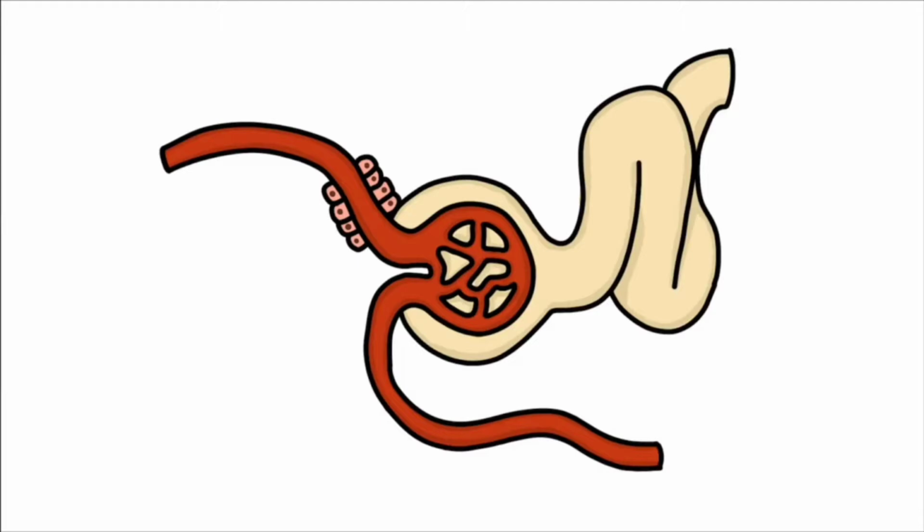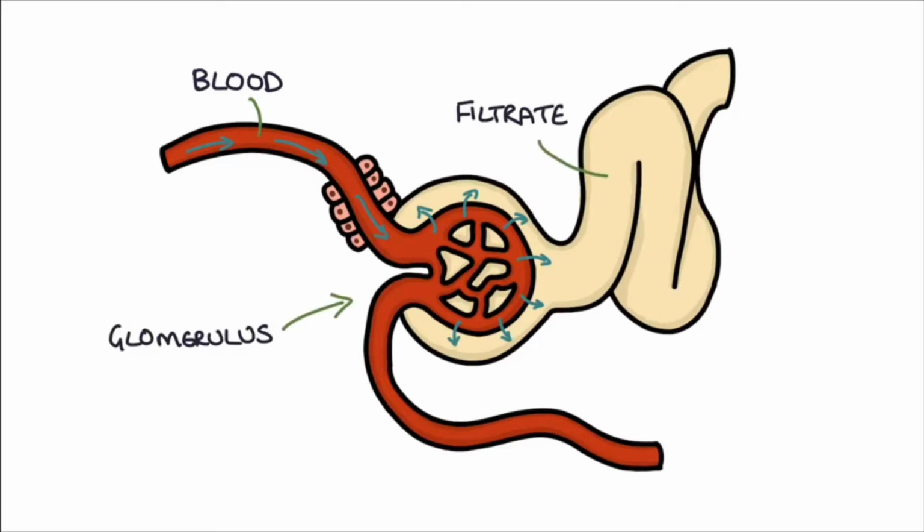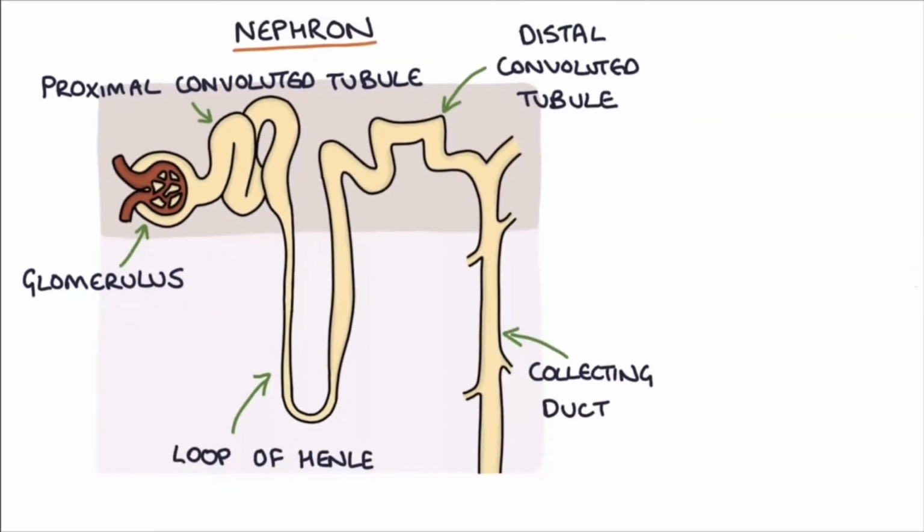How it works is water and small molecules are filtered from the blood into what we call the filtrate in the glomerulus, and then varying amounts of water and molecules are reabsorbed from the filtrate into the blood along the tubules, loop of Henle and collecting ducts, and what's left in the filtrate becomes the urine. For the purpose of understanding loop diuretics, we're most interested in the loop of Henle.